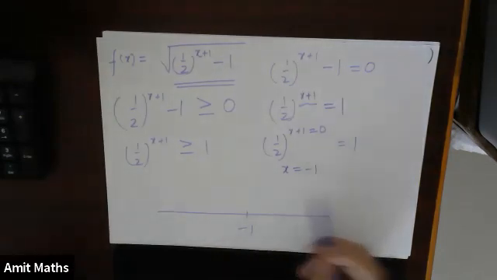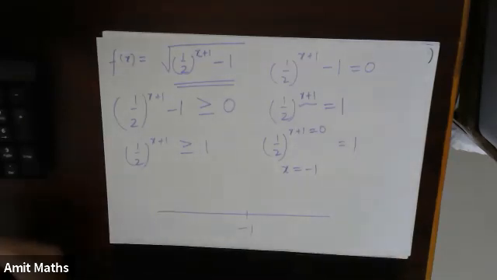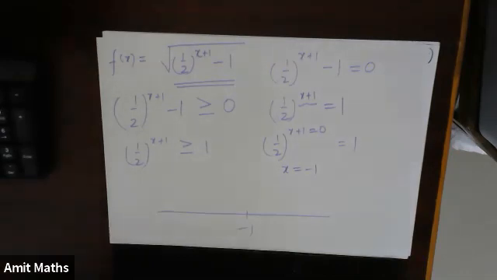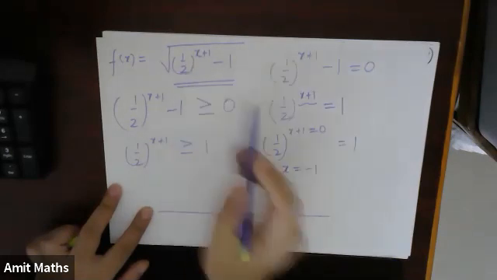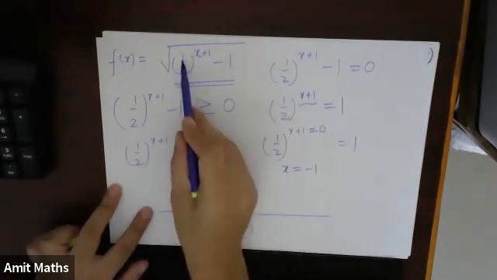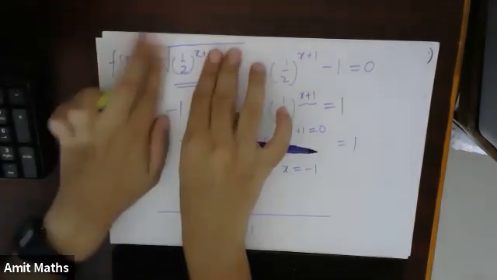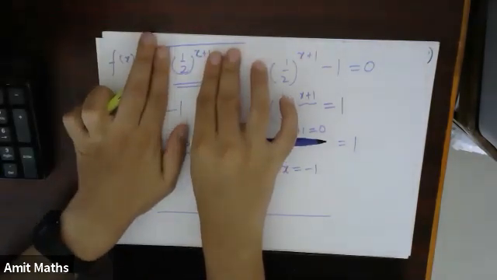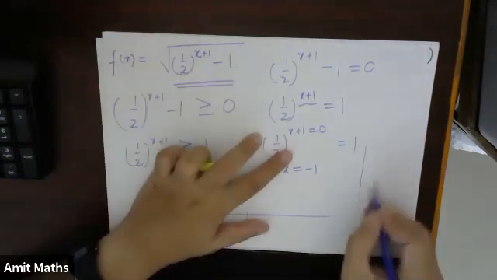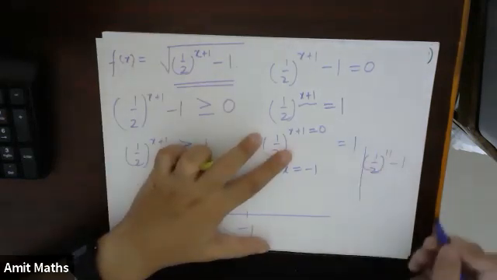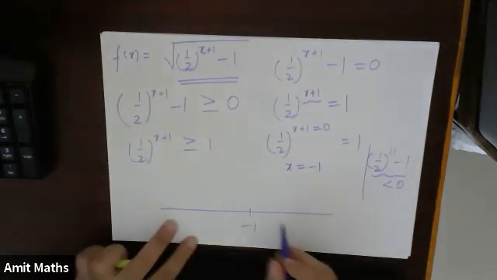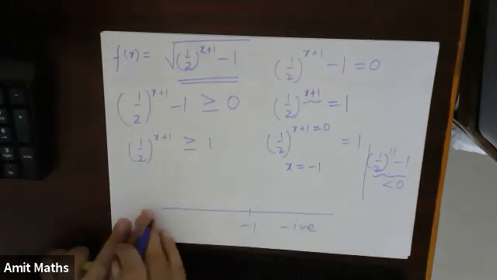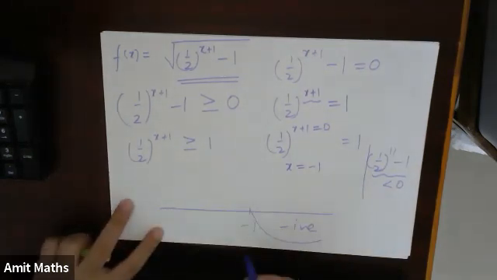Now at x tending to infinity, I will find the sign. X tending to infinity means a very large number. So let's take x to be 10, a very large number. Suppose 1 by 2 to the power 11. This whole thing, 1 by 2 to the power 11, will be less than 1. So 1 by 2 to the power 11 minus 1 is less than 0. That means at this part, what is the sign of this function? Negative.